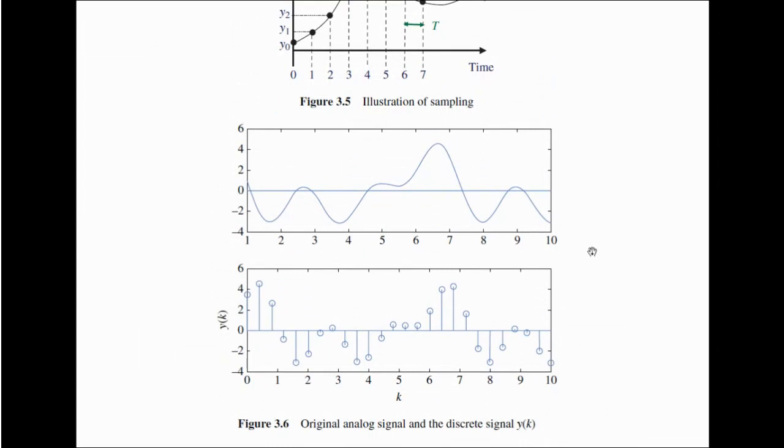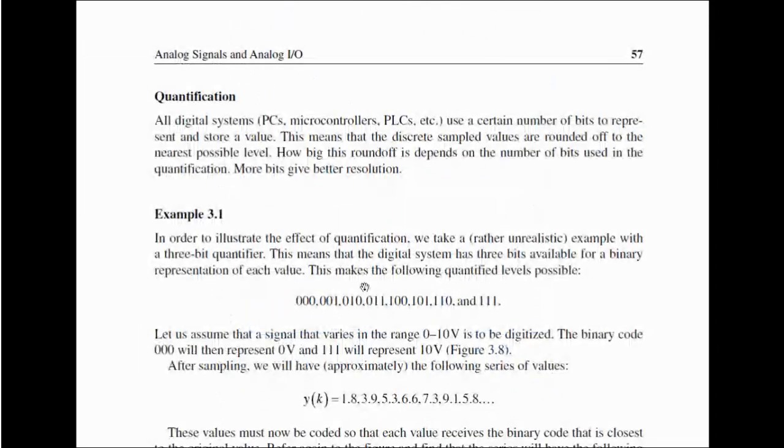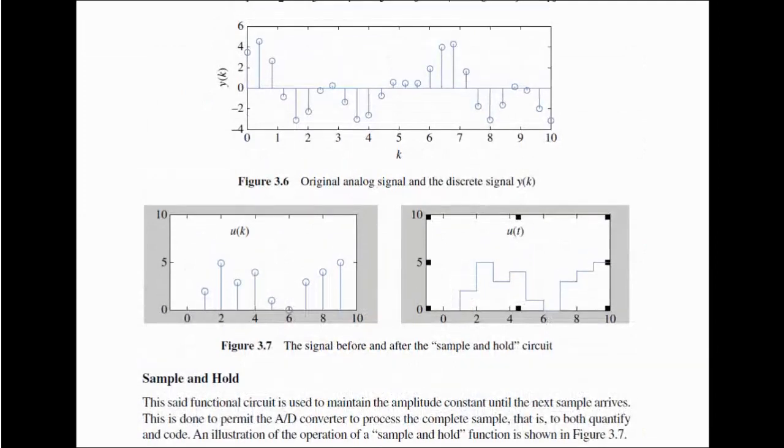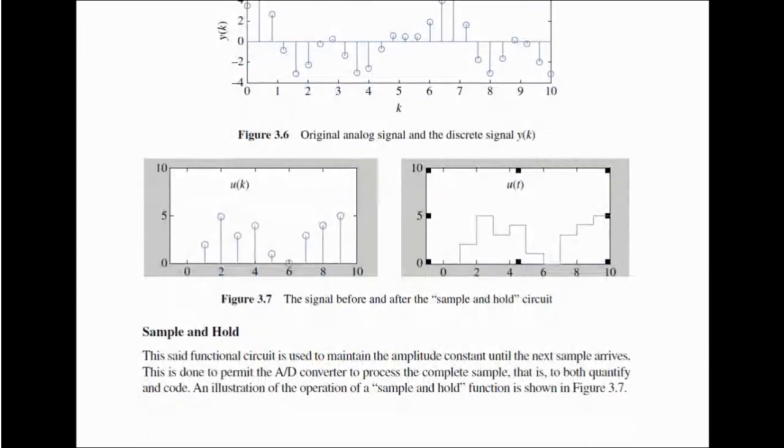So after you have sampled that, you can represent your signal here, and then now you convert this to a discrete signal by use of the binary coding. So from this figure, you can see the signal before the sampling, and also the signal after the sample and hold. And this is represented in that circuit.